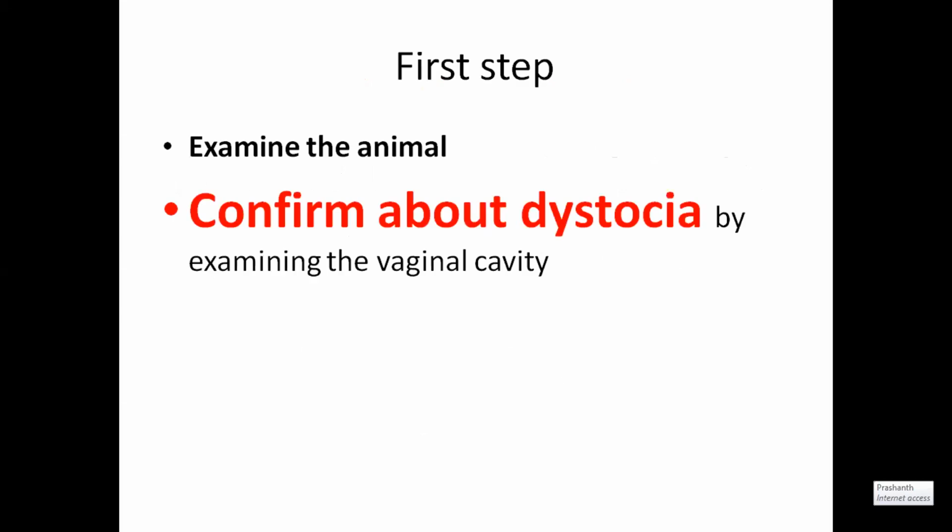First step, whenever an animal is presented to us, we should first examine the animal. Sometimes there will be straining due to other reasons also. The owner will bring the animal telling us that there is dystocia. First, we should decide whether the animal is really presented with dystocia or not. We should confirm it by examining the animal, examining the vaginal cavity.